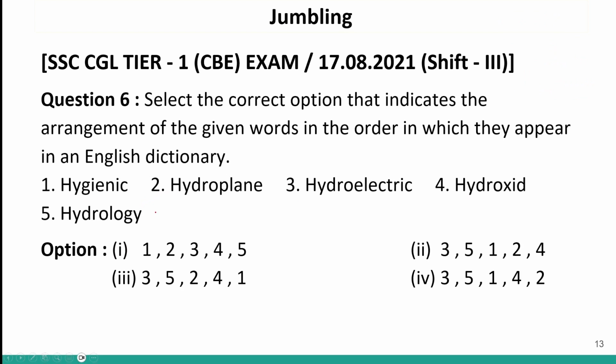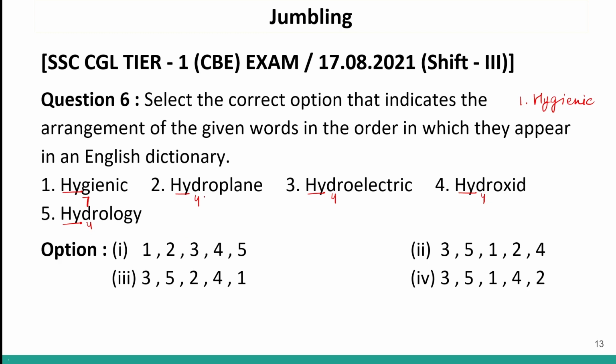Now, question number 6. Hygienic, hydroplane, hydroelectric, hydroxide and hydrology. Now, I can see that HY is common in all these words. So let us move after HY, that is the third letter. Over here we have G. G is ranked at 7. Similarly, D is ranked at 4. So over here also we'll get 4, 4 and 4. So now we know that the last word will be hygienic.